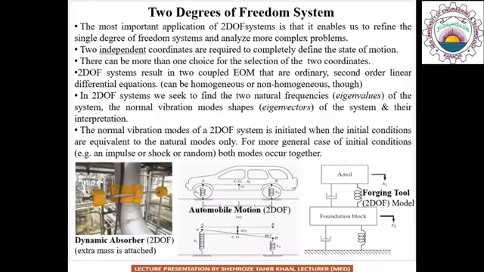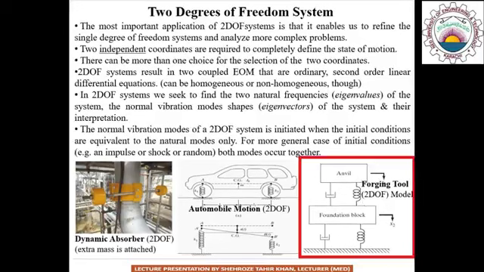So first of all, let's discuss what is a 2 degree of freedom system. Basically, any system which requires 2 independent coordinates to describe its motion is called a 2 degree of freedom system. Examples include a forging tool, as shown in the figure, which has an anvil placed on a foundation block, and the foundation block is fixed to the base or ground. The workpiece is placed on the anvil and the forging hammer drops on it, thus shaping the workpiece.